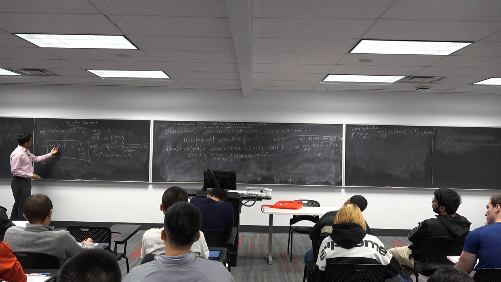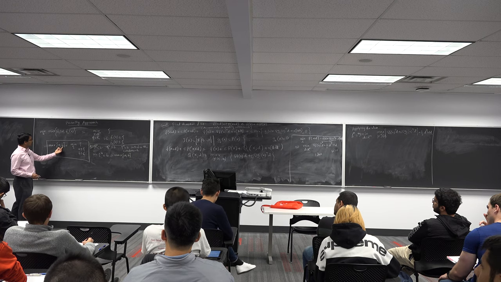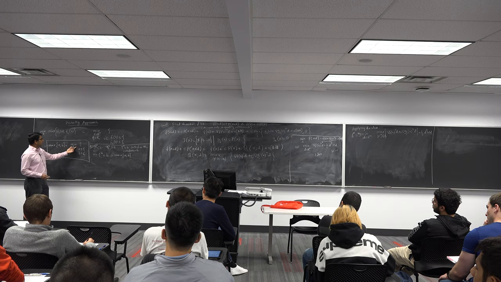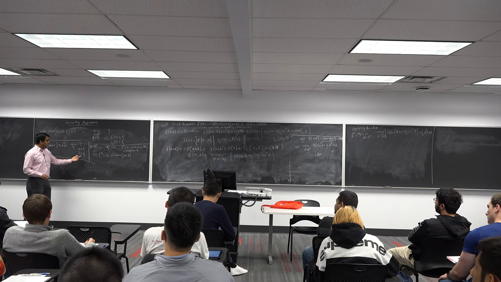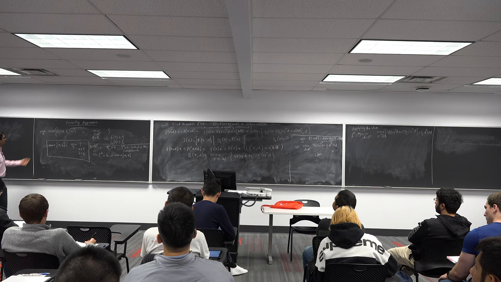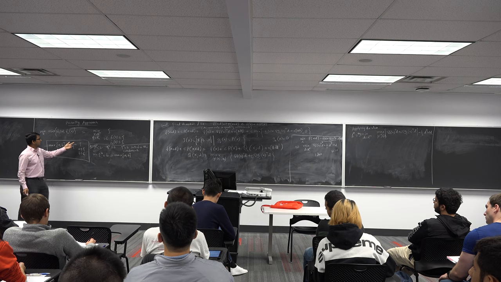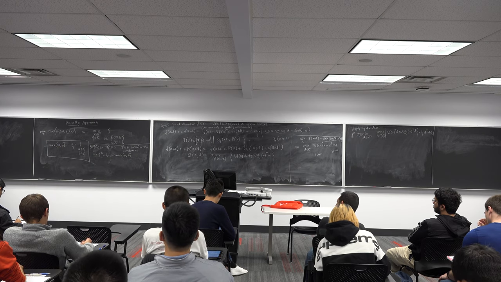So max of f1, so replace a by f1 of x and b by f2 of x. So I have max of f1 of x comma f2 of x is min of c, f1 of x less than or equal to c and f2 of x less than or equal to c. And then I want to put a min over x on this side. So I put min over x on this side and I get this expression, this optimization problem.